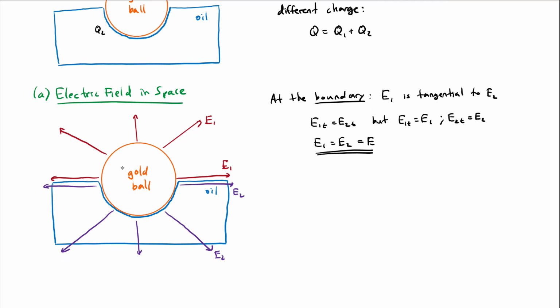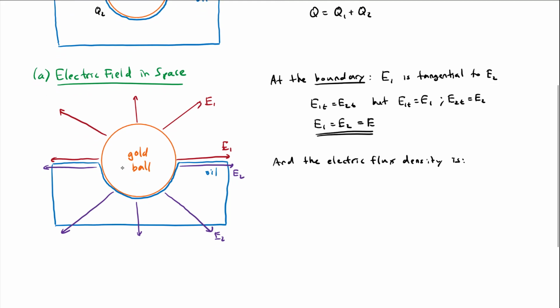So we also have the electric flux density. D1 is equal to epsilon naught E1, which is equal to epsilon naught E. We're going to call this equation 1. We also know that D2 is equal to epsilon naught epsilon R E2, because the oil has a permittivity of epsilon R. We know E2 is just E, so let's call this epsilon naught epsilon R E, and that'll be equation 2.